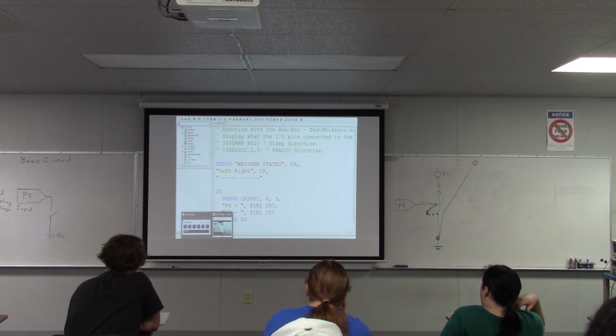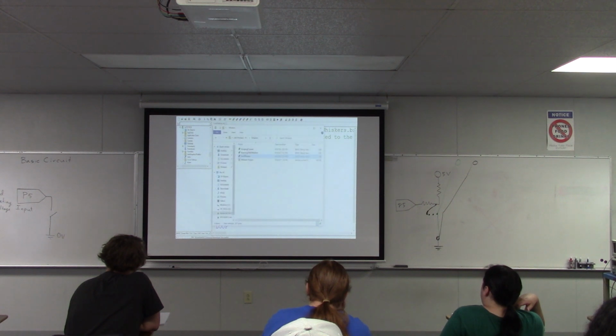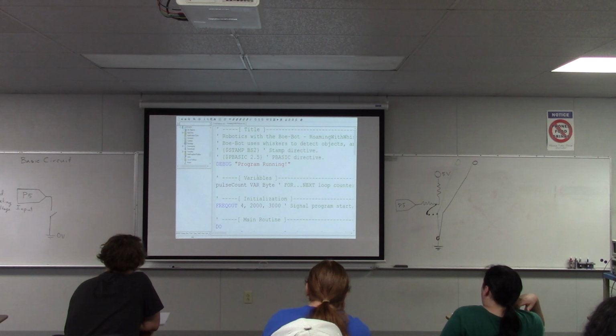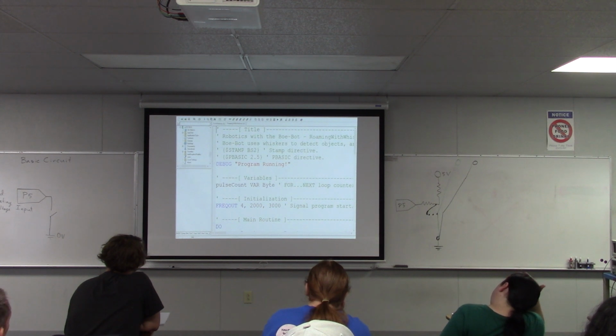And then once you have tested that out, you can run this program called Roaming with Whiskers. And this program does what we discussed earlier. It goes straight when there's no inputs, and then when it senses an input from the left whisker, it backs up, turns to the right, and goes in that direction. When it senses input from the right whisker, it backs up, turns left, goes in that direction.